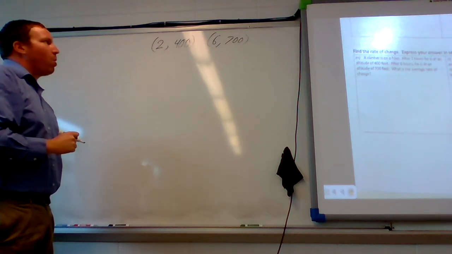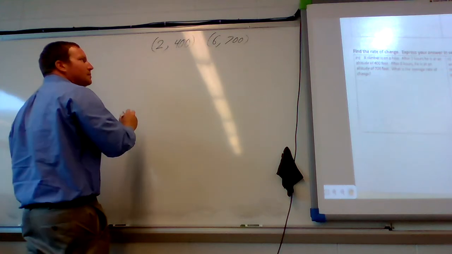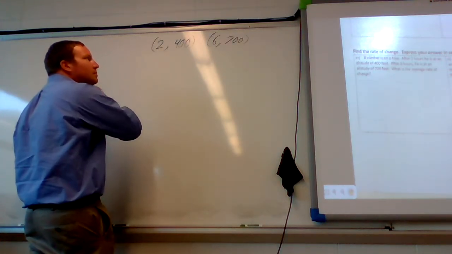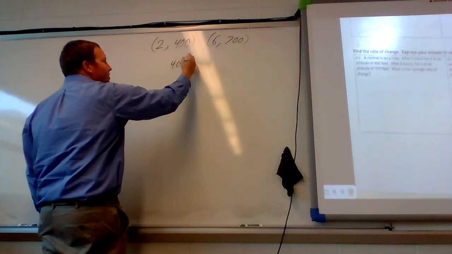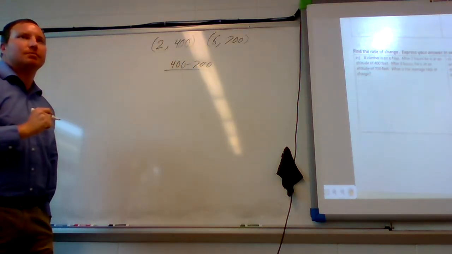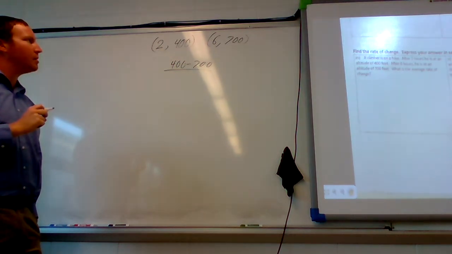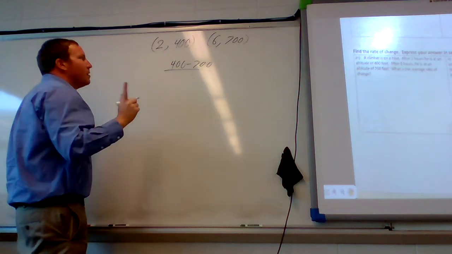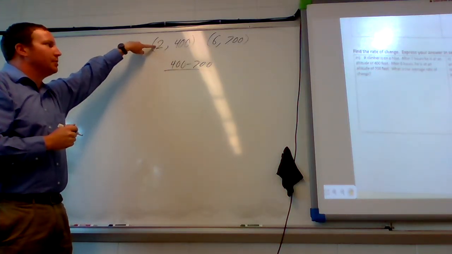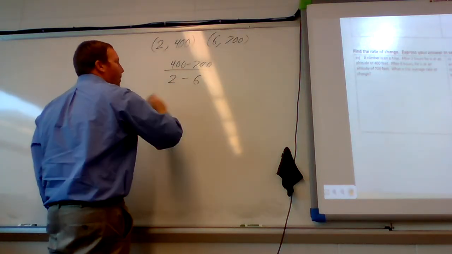And then it'd be 400 minus, wait, hold on. I did y twice. I messed up the formula. 6 minus 2. Now, if we did 400 first, we need to do the 2 first. I'll show you. Does it matter which way though?